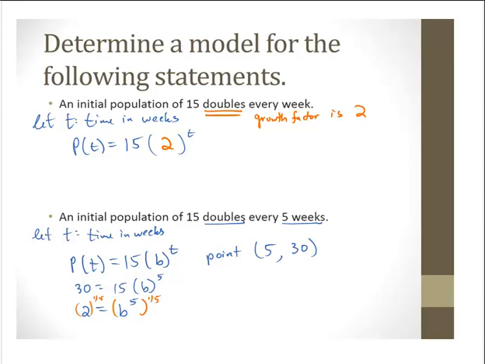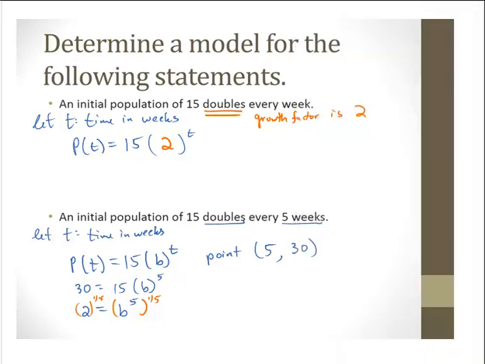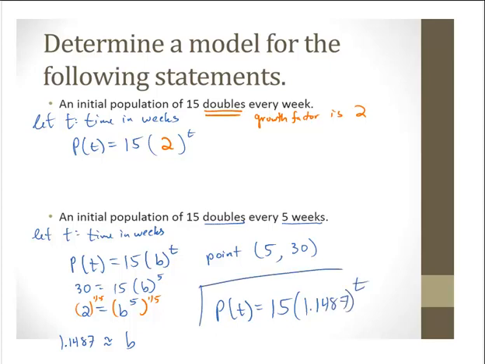And using the calculator, 2 raised to the 1/5 power is, let's take it to 4 places, 1.1487. So then our model would be P of t is equal to 15 times 1.1487 to the t. It is still growing, right? Notice that the base is greater than 1, so we do get exponential growth here.